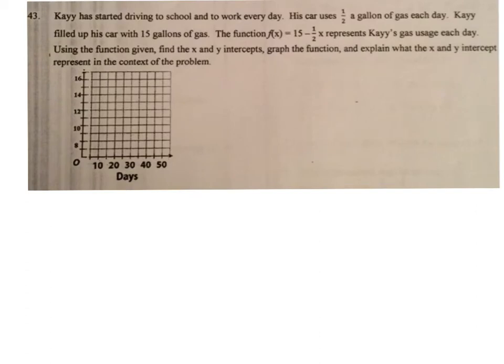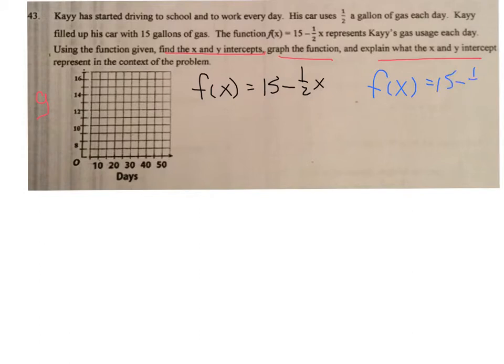Okay, on number 43, basically we're trying to use the function to find the x and y intercepts. We're going to graph the function, and we're going to explain what the x and y intercepts represent. So, this is the gallons of gas that he has. Now I'm going to write the equation down twice. So f of x equals 15 minus 1/2 x.